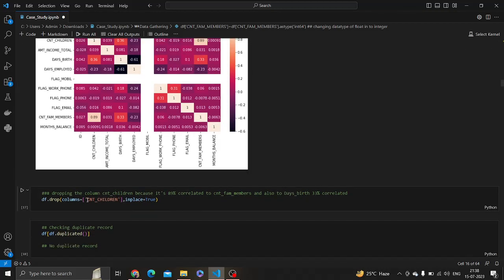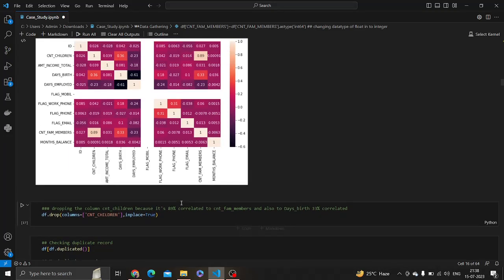I mentioned here dropping the column of count children because it's 89% correlated to the count of family member. So it is better to count a family member rather than the count of children, because in the children we only count the children, but in the family member we count a particular member in that family. It means that children is also getting into that. So that's why I am dropping the count of children. Okay, and also days birth is 33% correlated to the count of family member. It is also 33% correlated. Okay.